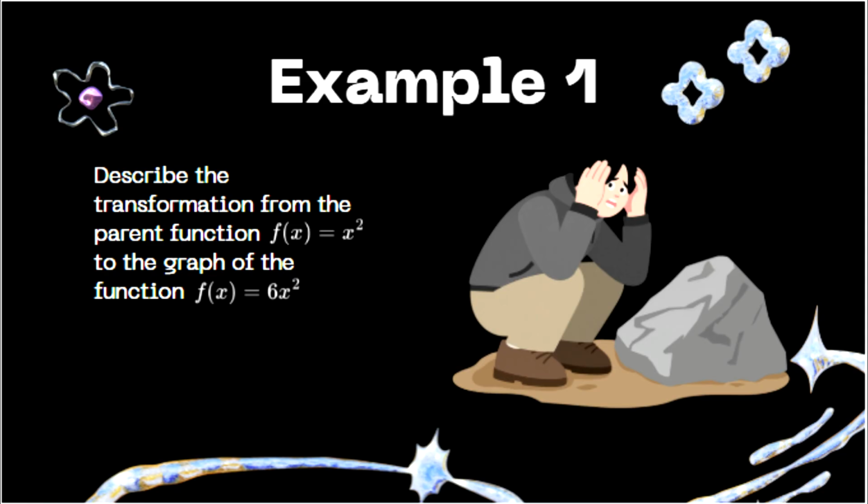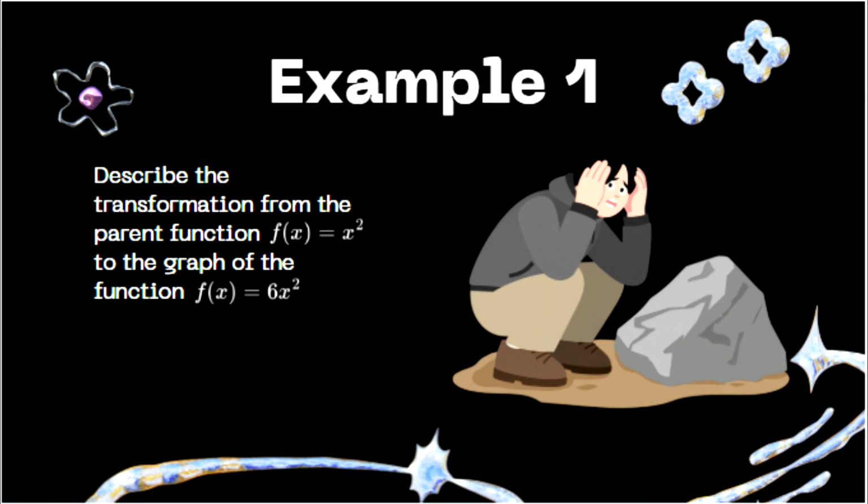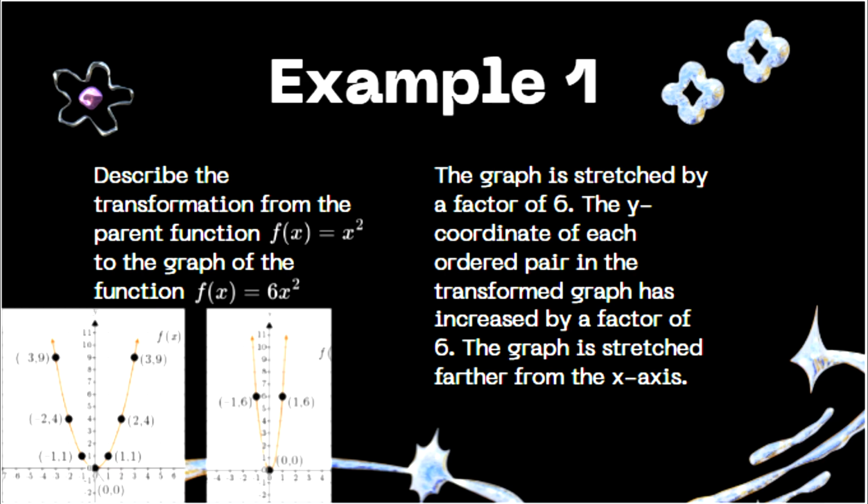Okay, continuing to the next part of the lesson. Example 1: describe the transformation from the parent function f of x equals x squared to the graph of the function f of x equals 6x squared. The graph is stretched by a factor of 6, which we knew because this is the difference. This is the k value.